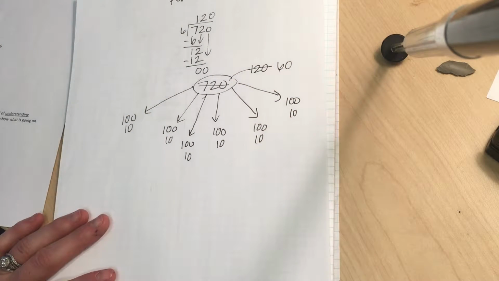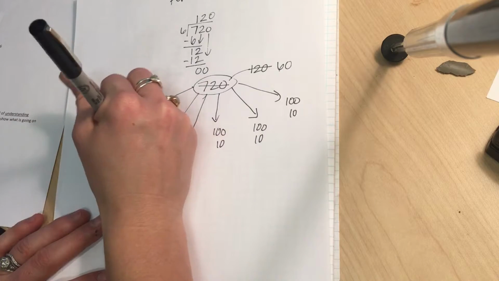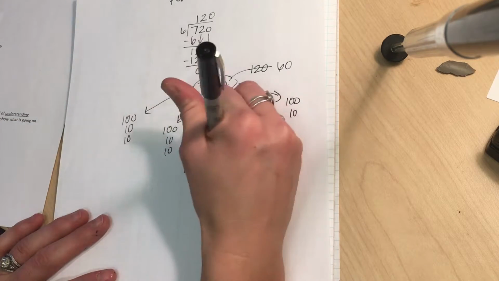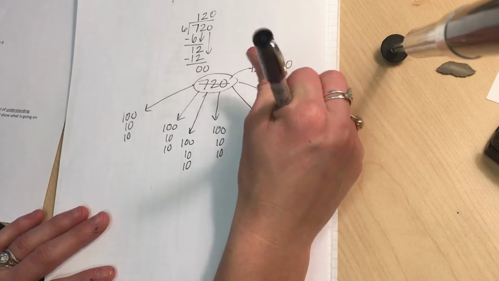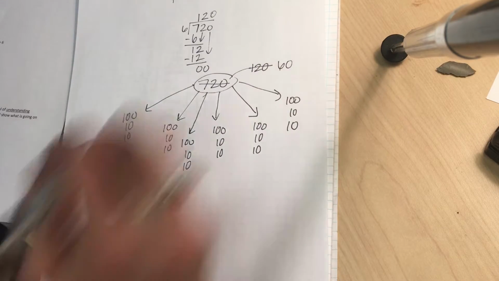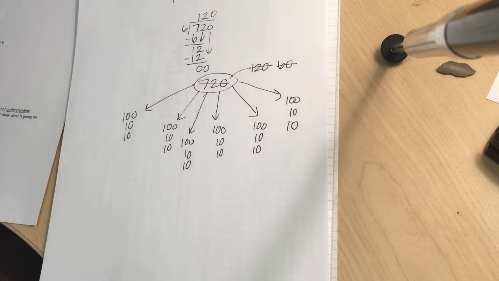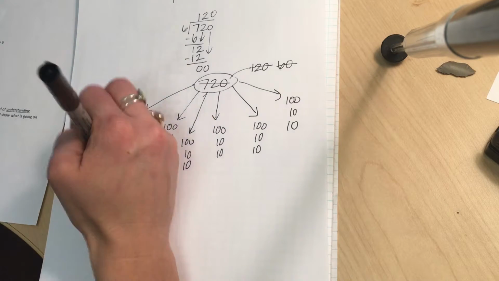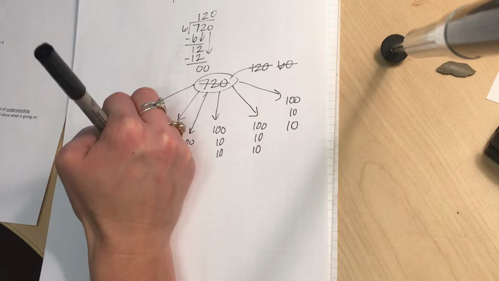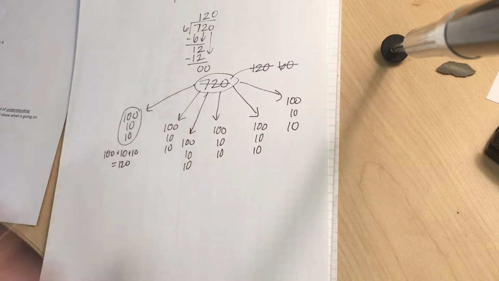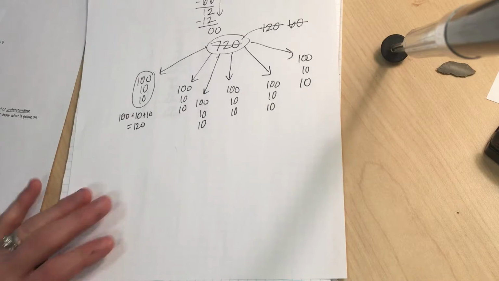Well, how many times am I going to go back around with 10? Once more. Right? And then I've used up all of my 60. So what's the answer? What do we get when we divide 720 by 6? Well, the answer is how many is in each group, which is 100, plus 10, plus 10 is 120.